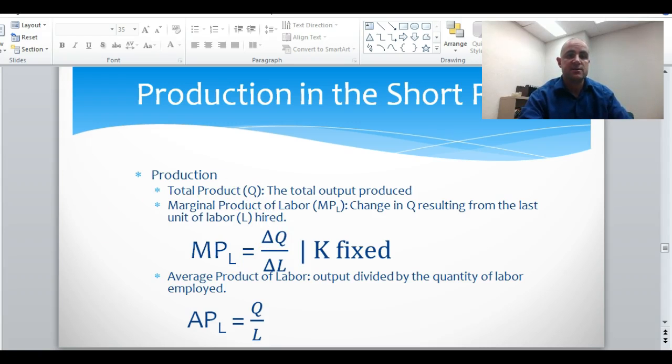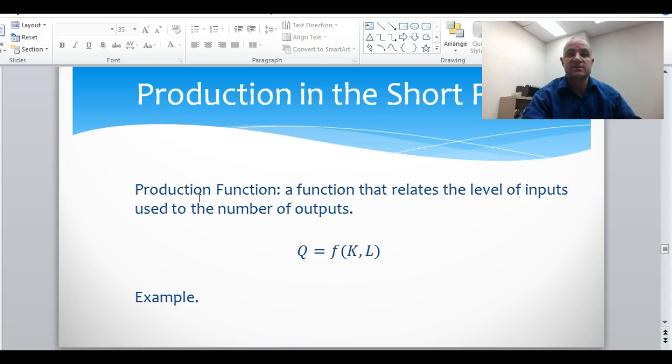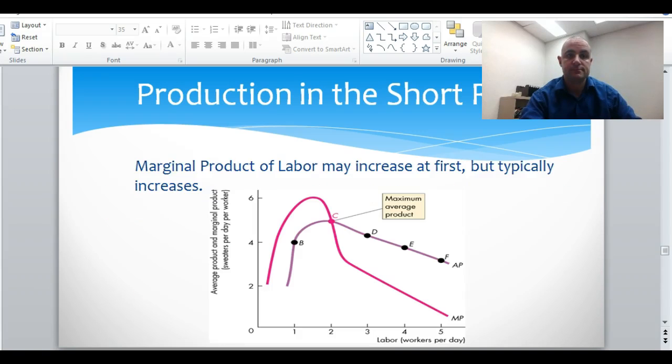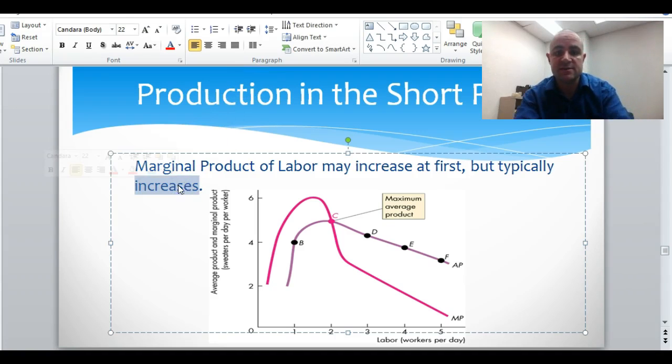So when we come back here now, again, the production function is a function that relates the level of inputs used to the number of outputs. So when we look at marginal product of labor, which is basically the additional output from an additional unit of labor, it may increase at first, but it typically decreases.